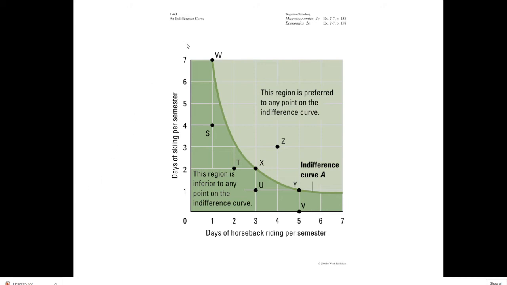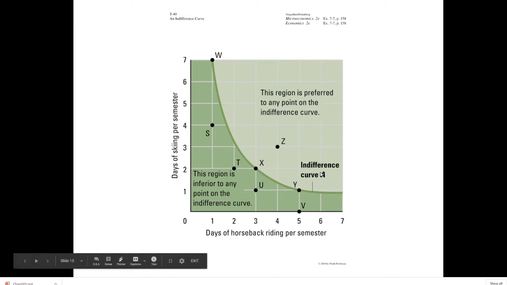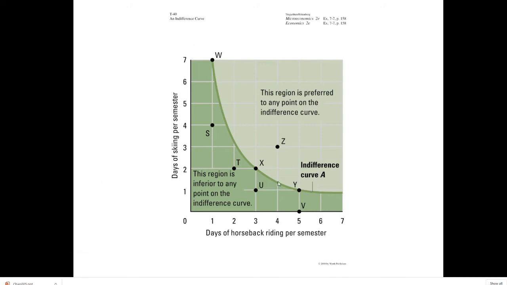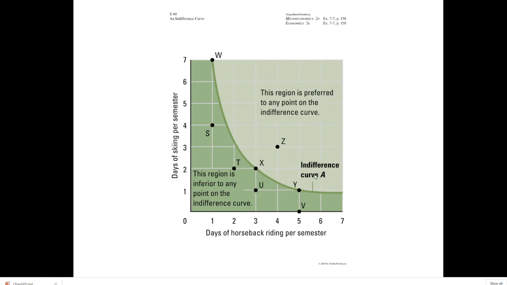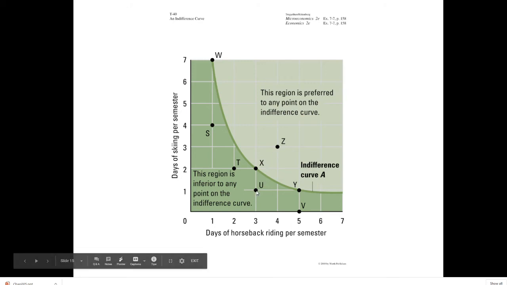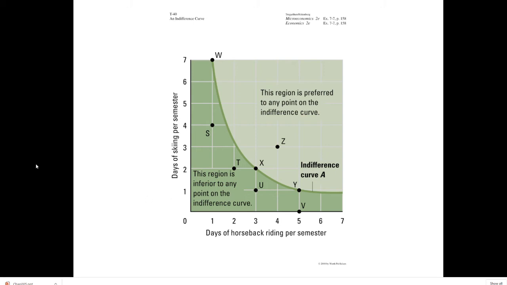All right, and then we have this indifference curve. The reason it's called an indifference curve is because point Y, point X, and point W all get us the same satisfaction. So we are indifferent to the combinations. Z gets us more satisfaction, but we don't have the indifference curve here. And U would get us less satisfaction.